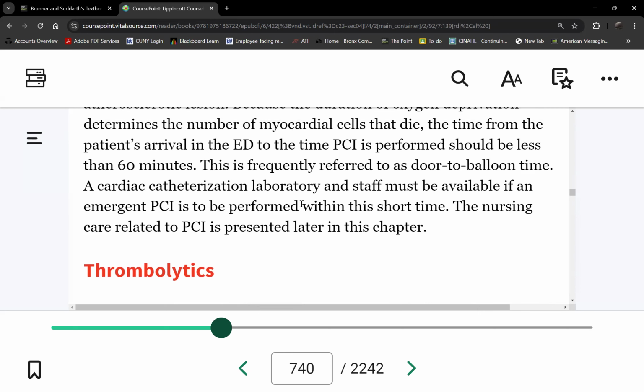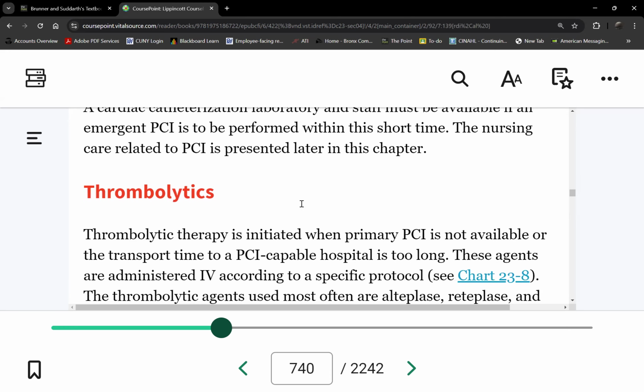So where will you go? 60 minutes or 30 minutes? Where will you take your heart? I'll go to 30. Okay, I'll take your business there.